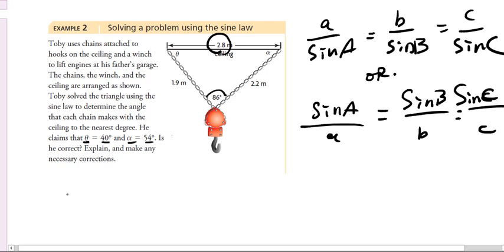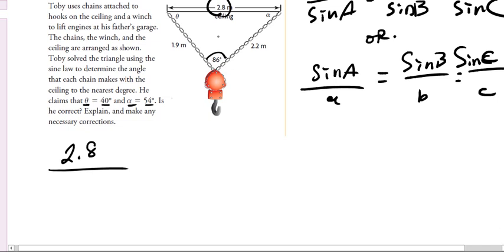Those are related. Hey, boys in the back, pay attention. Okay. 2.8 divided by sine of what? Josh? Okay, 2.8 divided by the sine of its associated angle, which is right here.